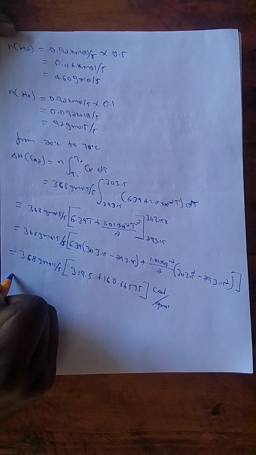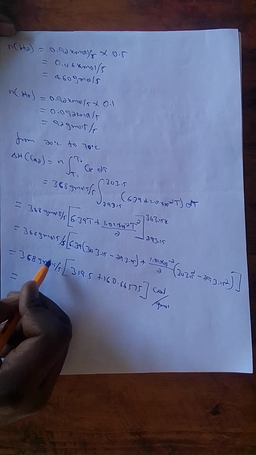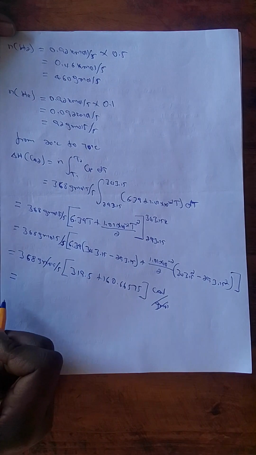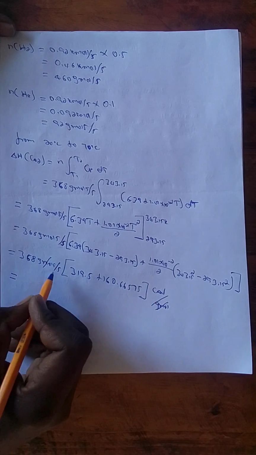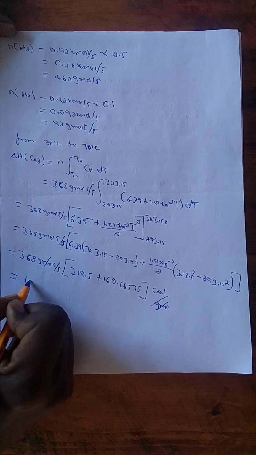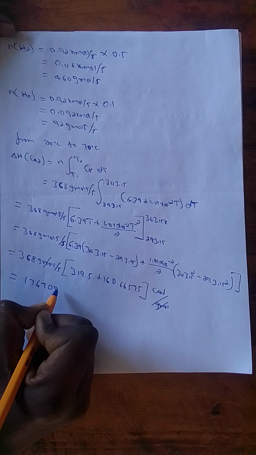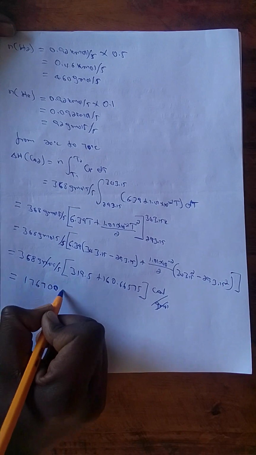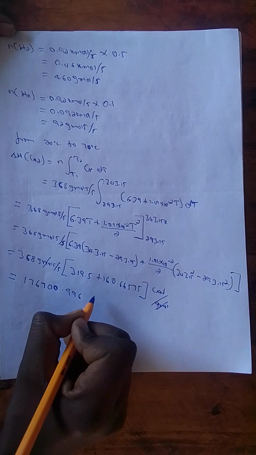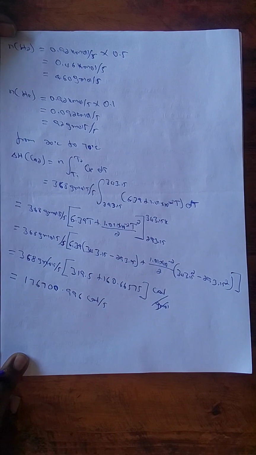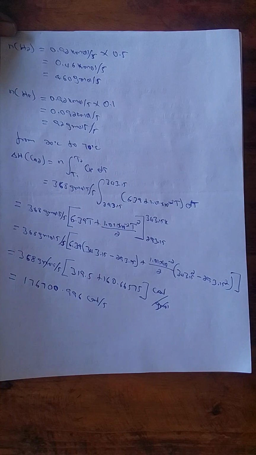And then that is equal to, now remember you still have the constant of gram moles per second. So the gram moles cancel the gram moles, and we are left with calories per second. And if you use your calculator, that gives you 176700.996 calories per second, right? So by this stage we are done with calculating the change in enthalpy of the CO2.